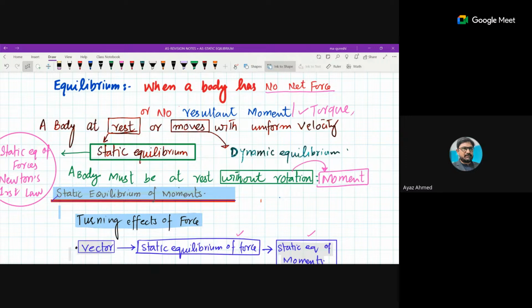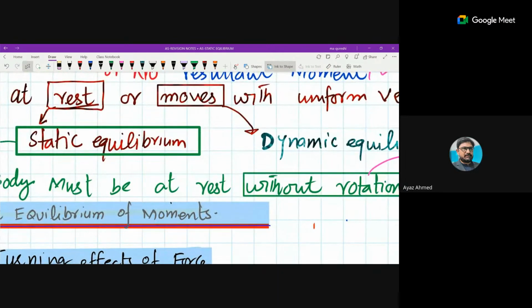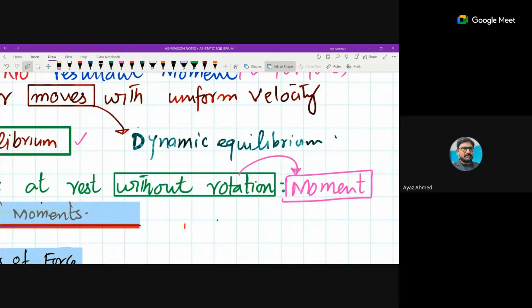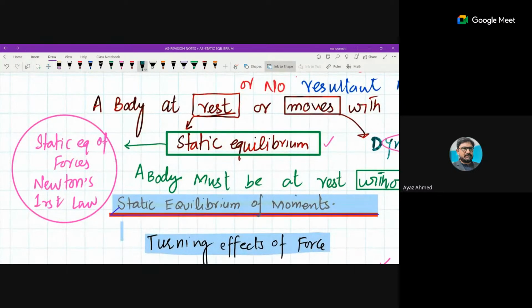So here we go. According to Newton's law, when a body is either at rest or moving with uniform velocity, it is said to be in equilibrium. When a body is at rest, it is called static equilibrium, and when a body moves, it is called dynamic equilibrium. Okay, so we will talk about static equilibrium. Static equilibrium is of two types. I have explained these two one by one.